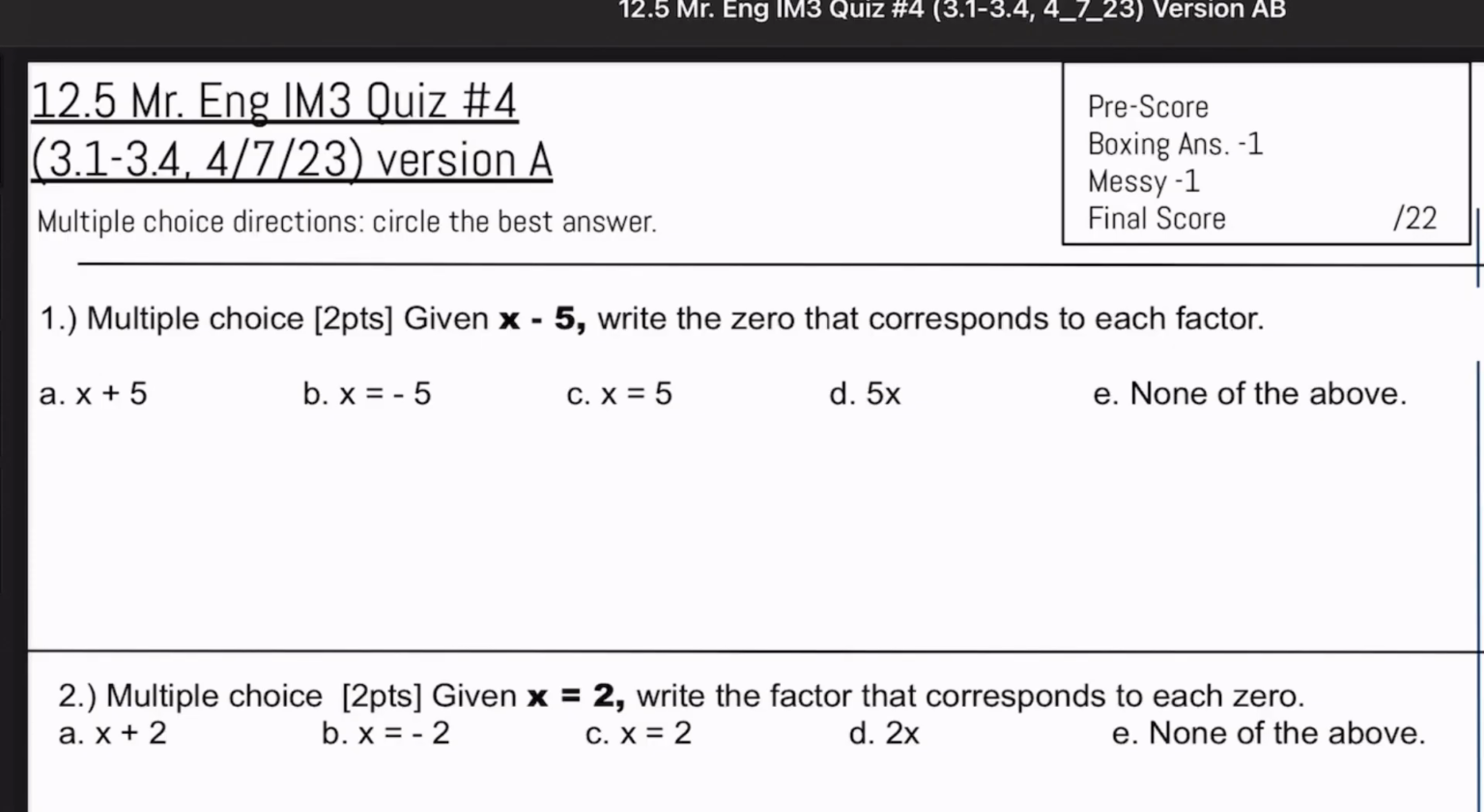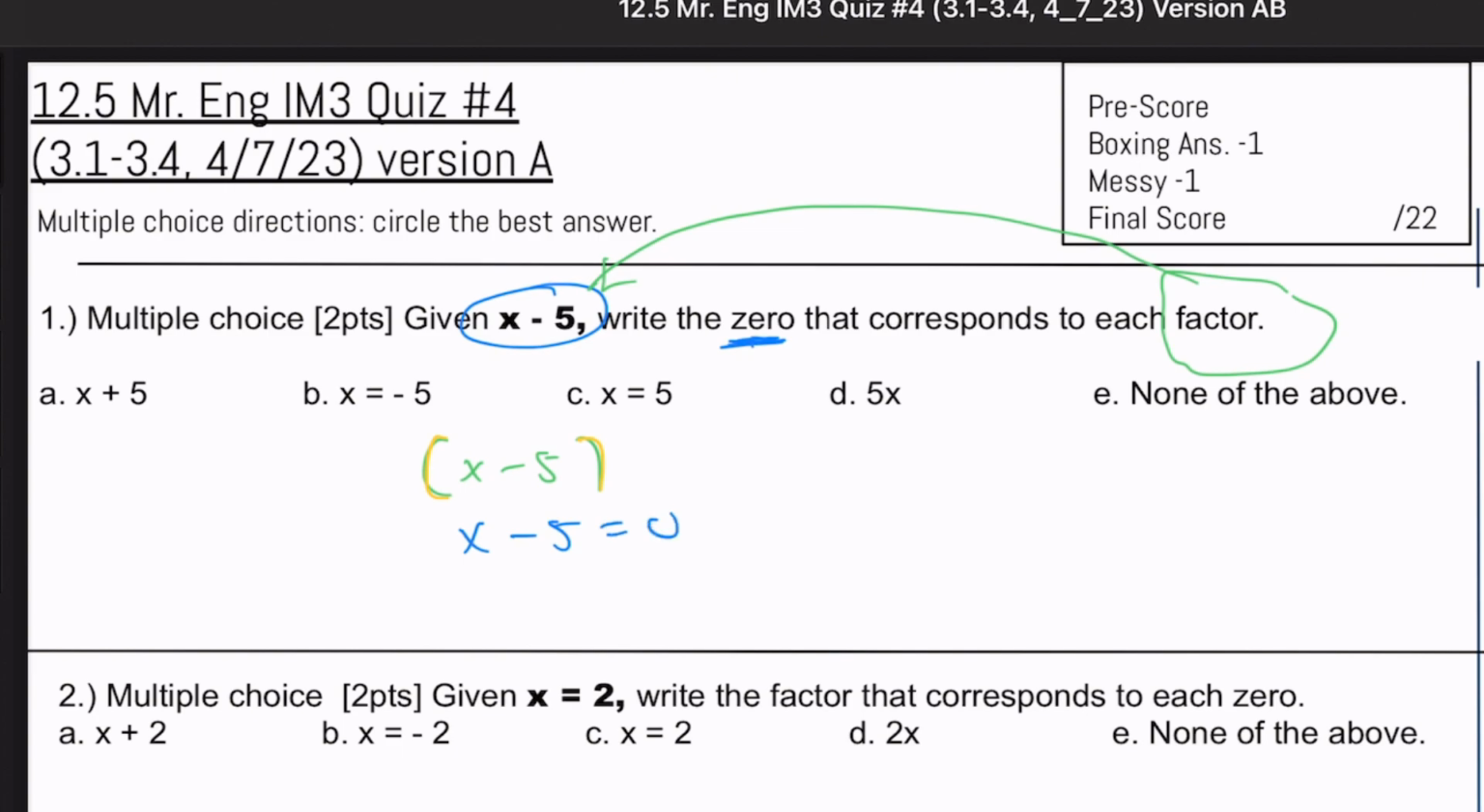Hey guys, let's go over question number 1. Given x minus 5, write the 0 that corresponds to each factor. So this is a factor, and you're used to seeing something like this, right? They were factored, and now you can drop the parentheses. You don't need these, and you're just setting this one equal to 0, and then you're just solving. X equals 5. This here is now a 0, and that would be choice C.